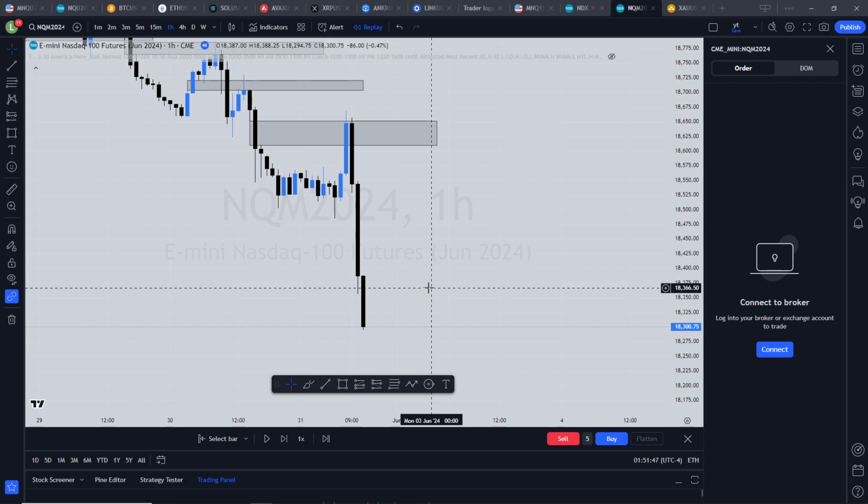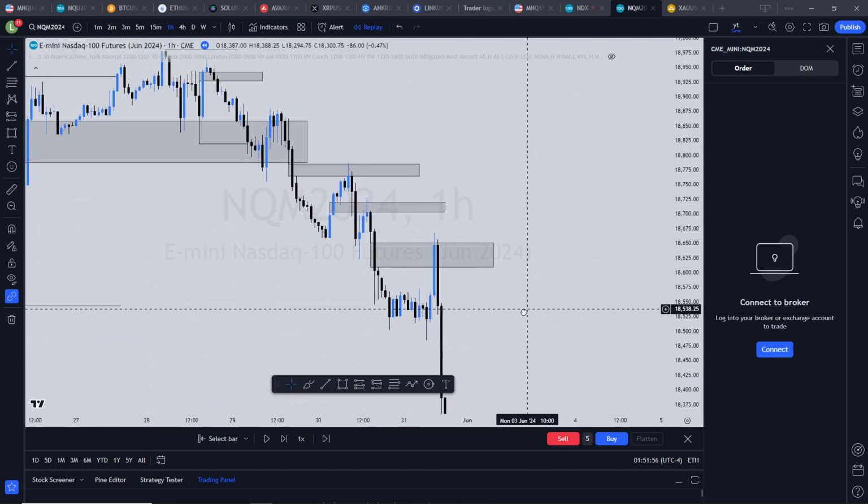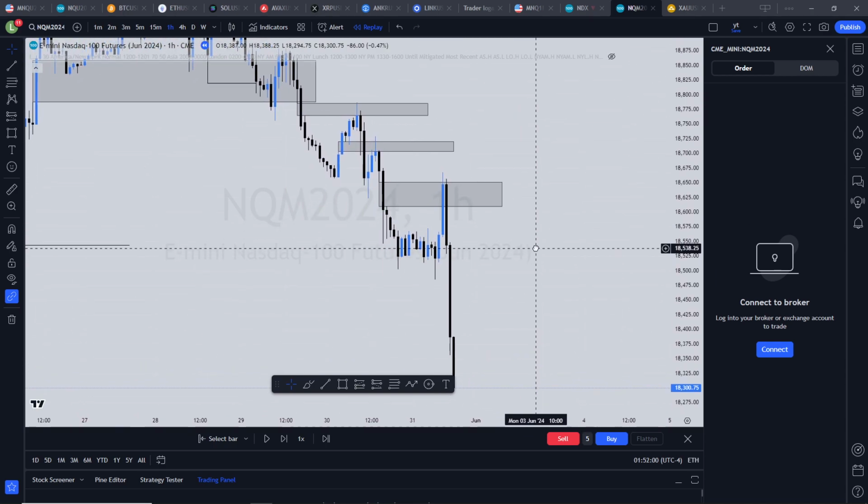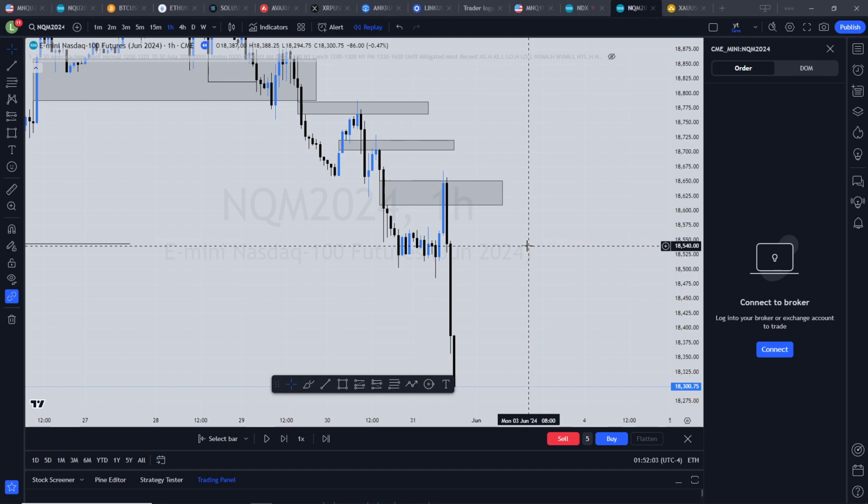So respecting the fair value gap is very good to use, but it's not as high probability as disrespecting it. That's why I personally wait. You can see it does work, but that's probably going to be it for this video.